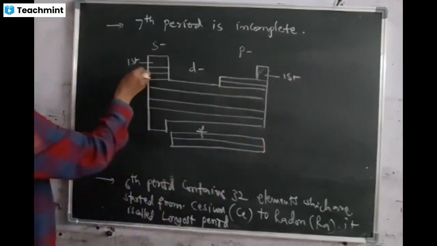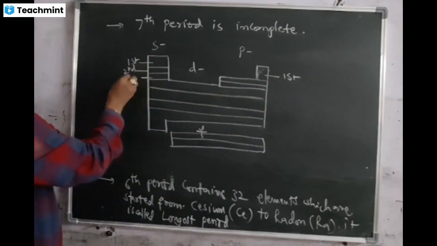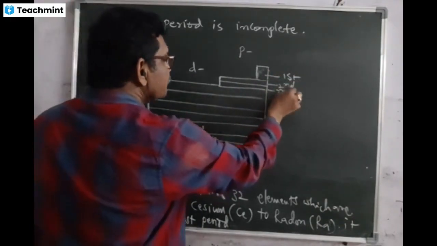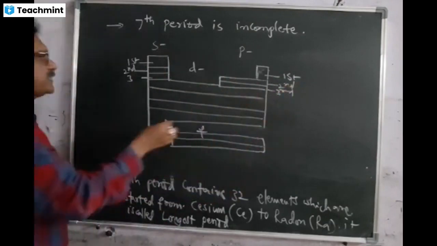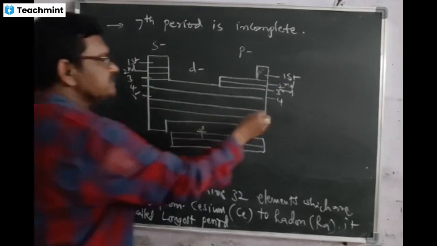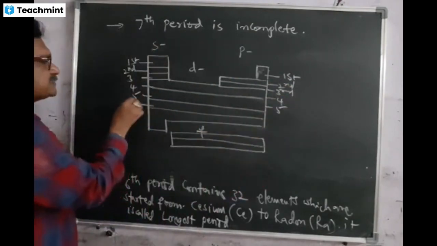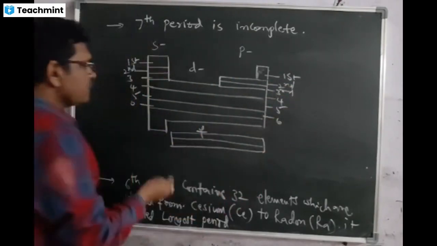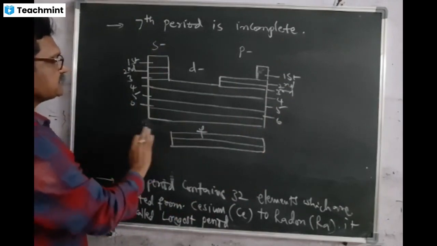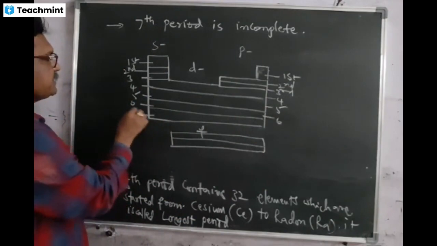Then this is second period. This is third period. Roughly, this is fourth period. This is fifth period. This is sixth period. The last one is the seventh period, incomplete.